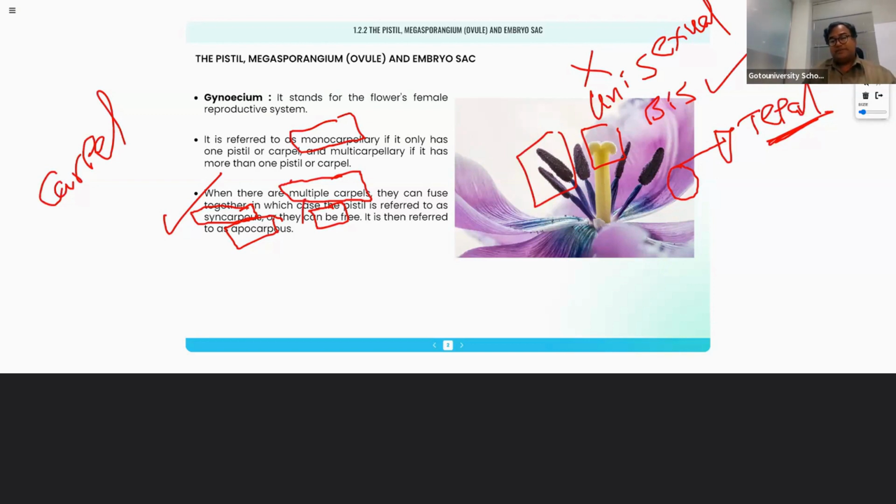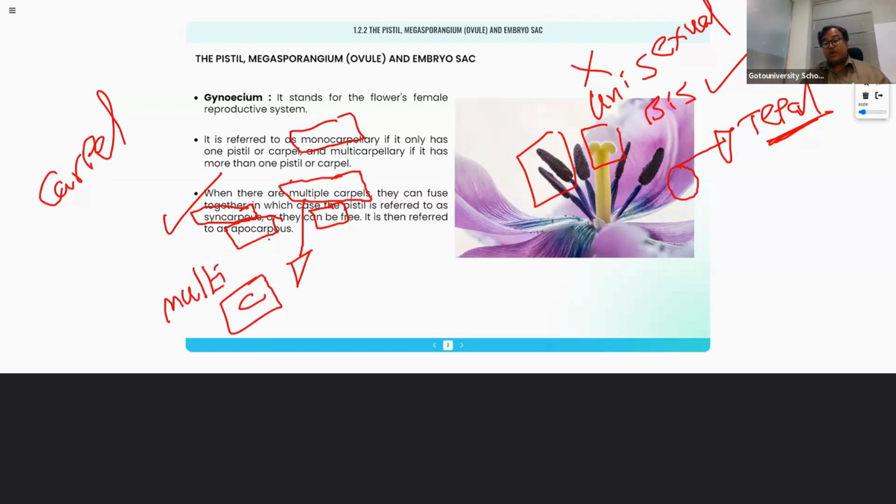Multicarpellary means many seeds. We are going to get many seeds. If I see a flower with multicarpellary, that means I'm going to get a multi-seeded fruit. Can you give an example for that? Dragon fruit, pomegranate, jackfruit. Sometimes they will ask us to write the example for the multicarpellary.